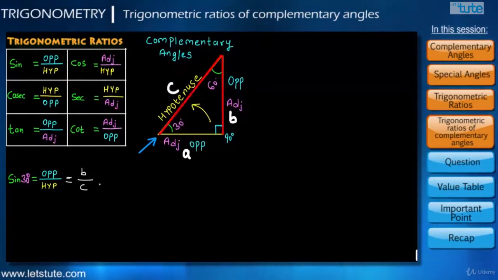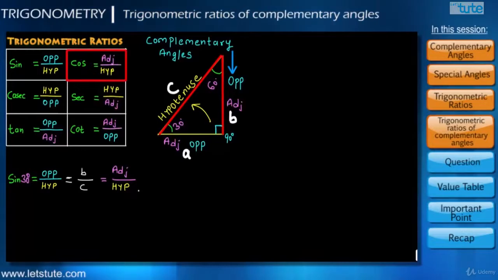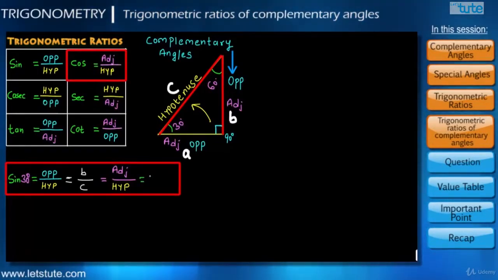Now, if you look at the side of length B from the 60 degrees angle, the same side B is the adjacent side for 60 degrees, and as we know, C, which is the hypotenuse, is the same for all the angles. And we also know that the ratio adjacent to hypotenuse deals with cos. So we can see the value of sin 30 is exactly the same as the value of cos 60.